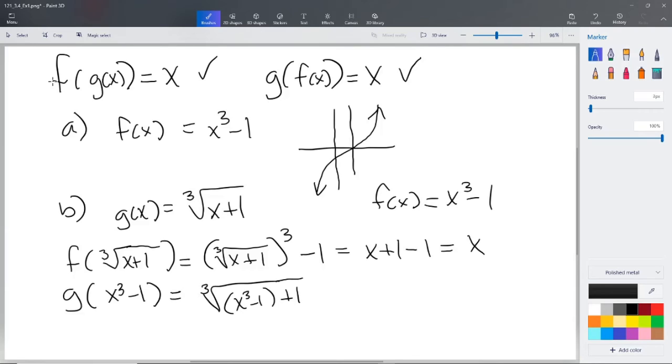If I lose that parenthesis, you're going to see that we have x cubed minus 1 plus 1. Once again, the minus 1 and plus 1 are going to cancel each other out, which is going to leave us with the cubic root of x cubed. And the cubic root of x cubed is just x. So the fact that both of these gave us x tells us that, yes, indeed, these two functions given in B, the cubic root of x plus 1 and x cubed minus 1, are inverses of each other.